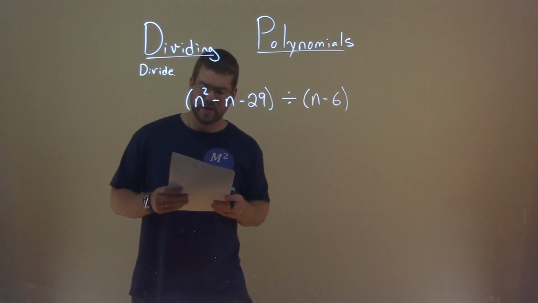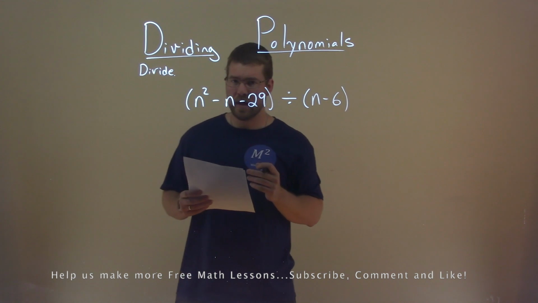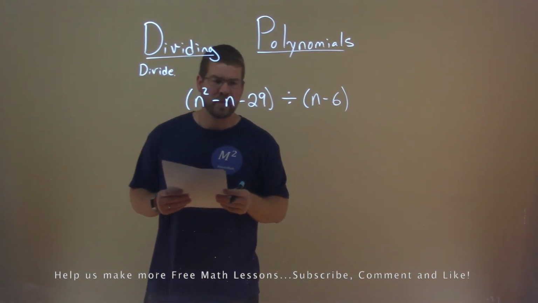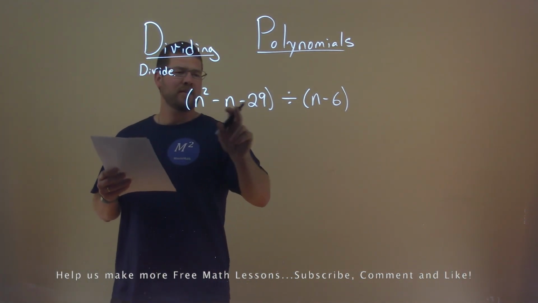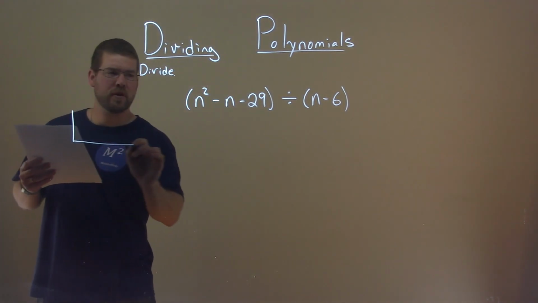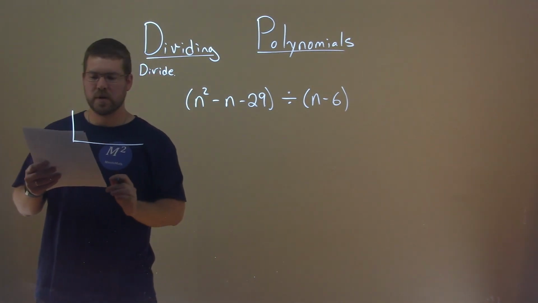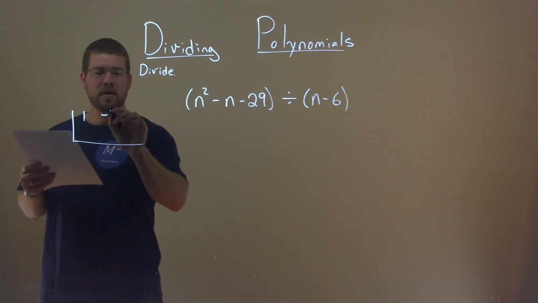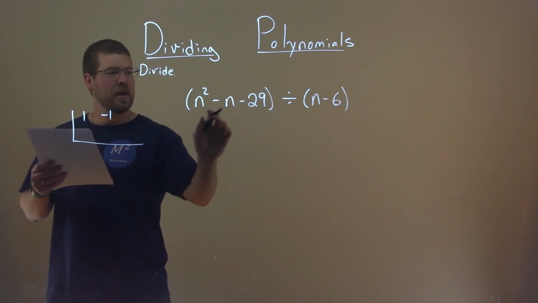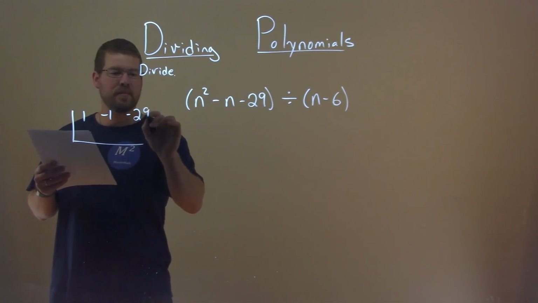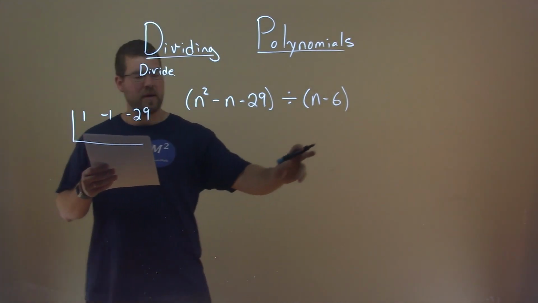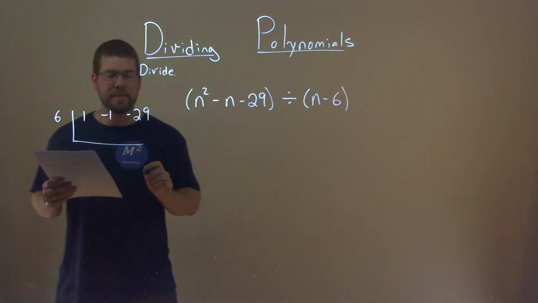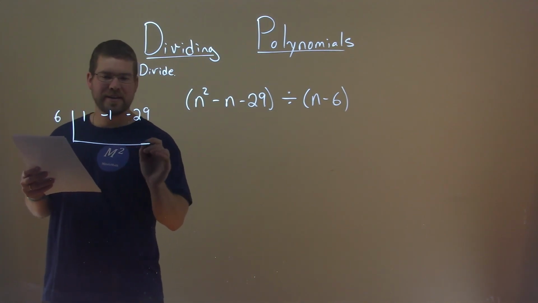We're given this problem right here, n squared minus n minus 29 divided by n minus 6, and we need to simplify this. Well, we're going to use synthetic division here. So I start with my first part, n squared minus n minus 29, and we're looking at the coefficients. We have a 1 in front of the n squared, negative 1 in front of the n, and then lastly a negative 29. We're then going to look at the n minus 6, and we'll do the opposite of minus 6 and make it a positive 6. Okay? So now we can start our synthetic division.